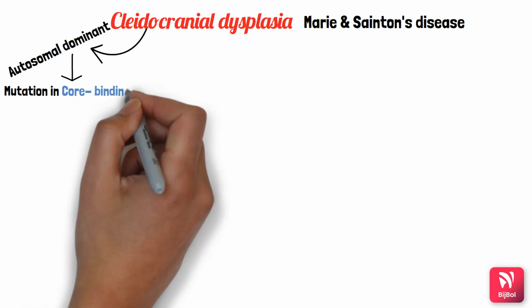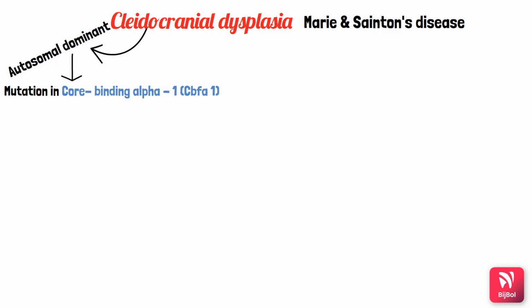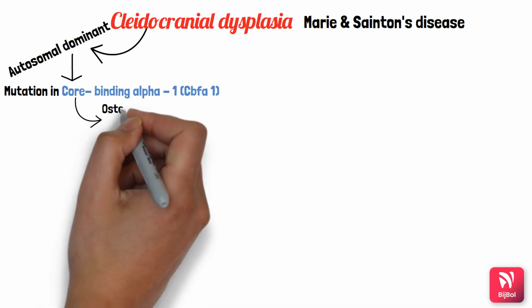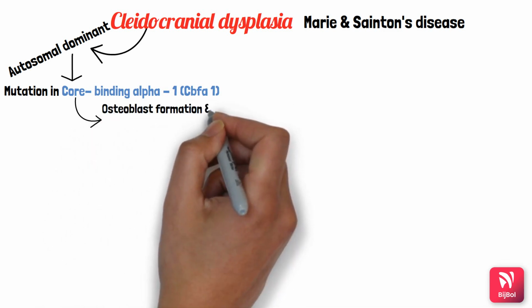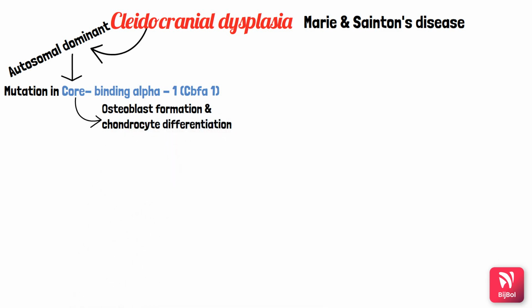The main function of this core binding factor alpha 1 is that it helps in the formation of osteoblasts and the differentiation of chondrocytes. So, for osteoblast formation and chondrocyte differentiation, if a mutation occurs in this factor, there will be a defect in these two cells, right?